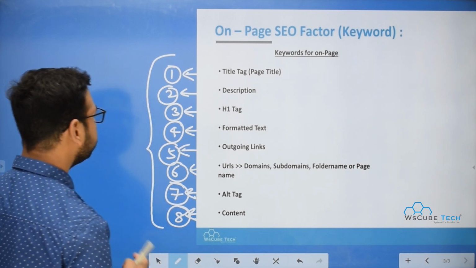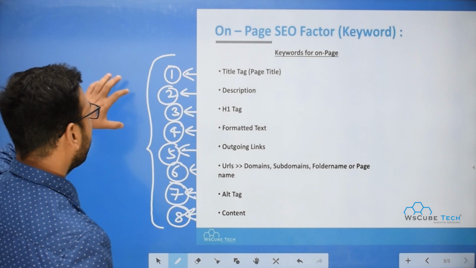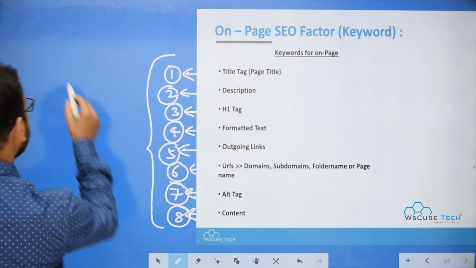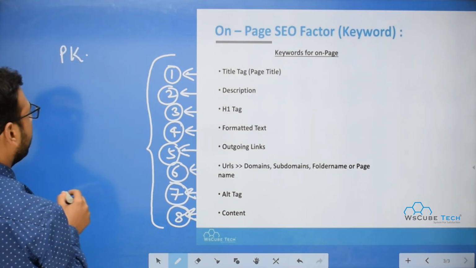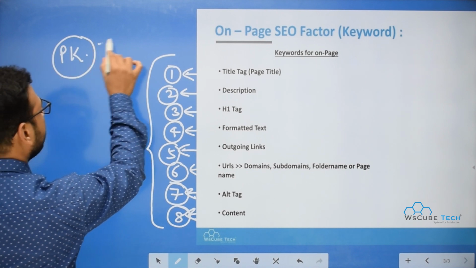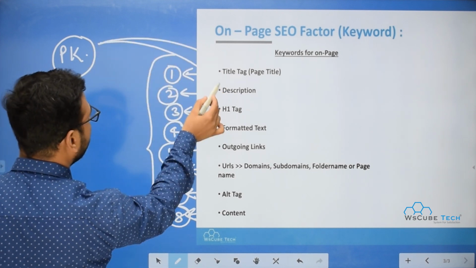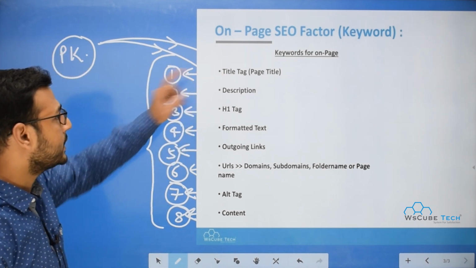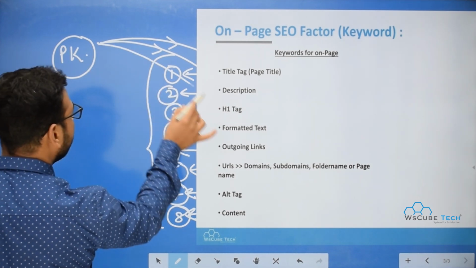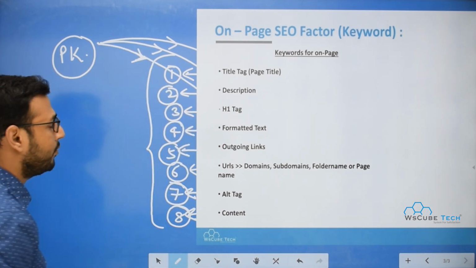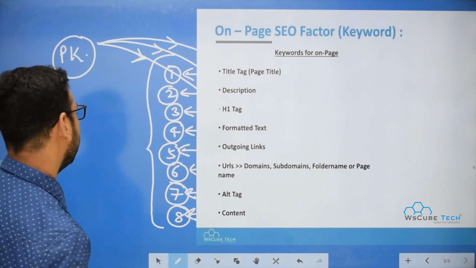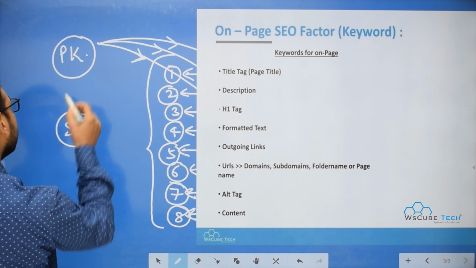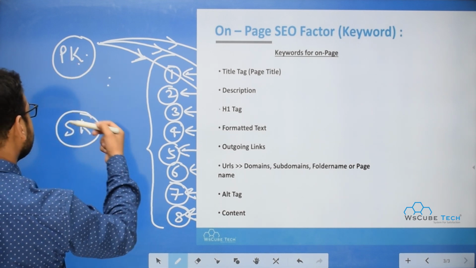Now we are actually going to talk about what kind of keyword we are going to use in what element, right? For the primary keyword, we'll be using this primary keyword in the title tag and in the description tag. Then we can also use the primary keyword in the h1 tag, that is the heading tag of our web page, and for formatted text we can use the secondary keyword, right? But the intent of both primary keywords and secondary keywords should be the same.